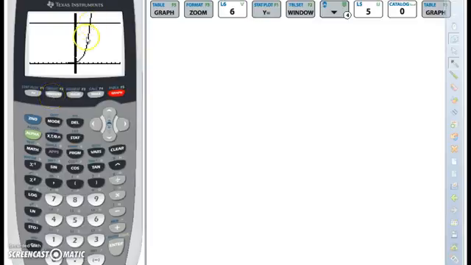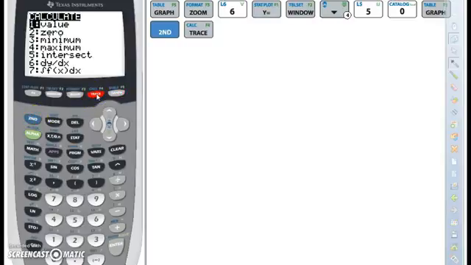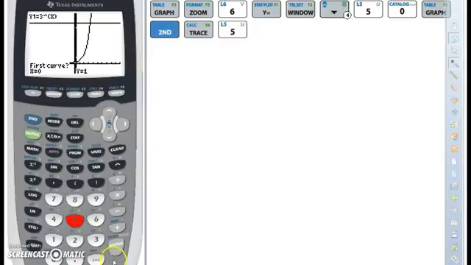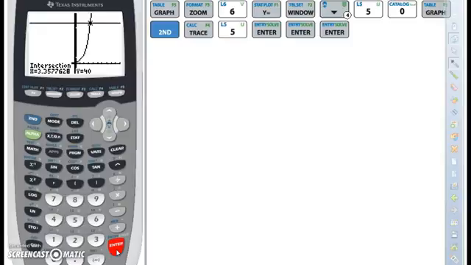Okay, so here's our intersection point. So second trace, choose intersection, hit enter a few times. So it's right around a little bit past 3 months. Almost, well, 4 months.